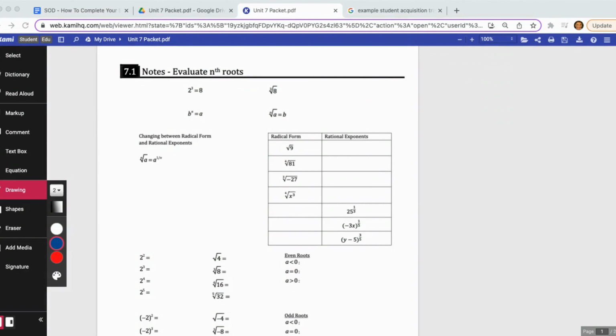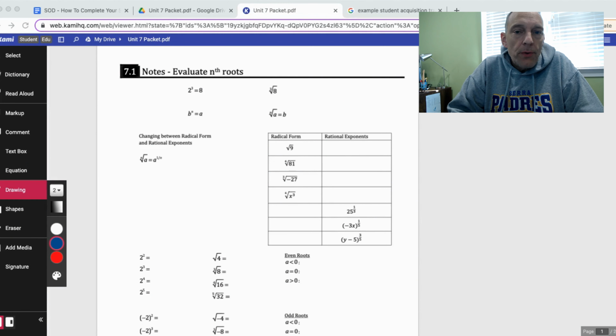I wanted to give you this quick video just to get started as we look at moving between rational exponents and square roots or radicals.